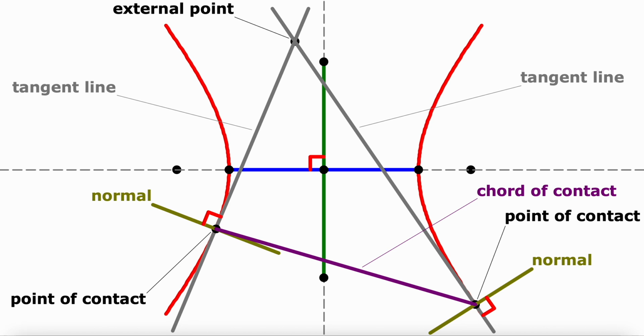A point of contact is a point at which the tangent line touches the hyperbola. The tangent line and the normal line intersect perpendicularly at the point of contact. A normal is a line perpendicular to the tangent line. Lastly, a chord of contact is a chord whose endpoints are 2 points of contact. When we draw 2 tangent lines to a hyperbola from an external point, these tangent lines touch the hyperbola at 2 distinct points. The line segment connecting these 2 points of contact is called the chord of contact.